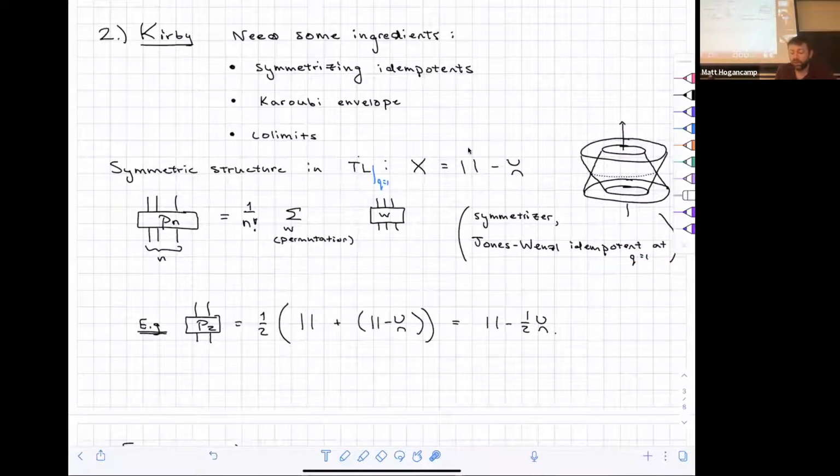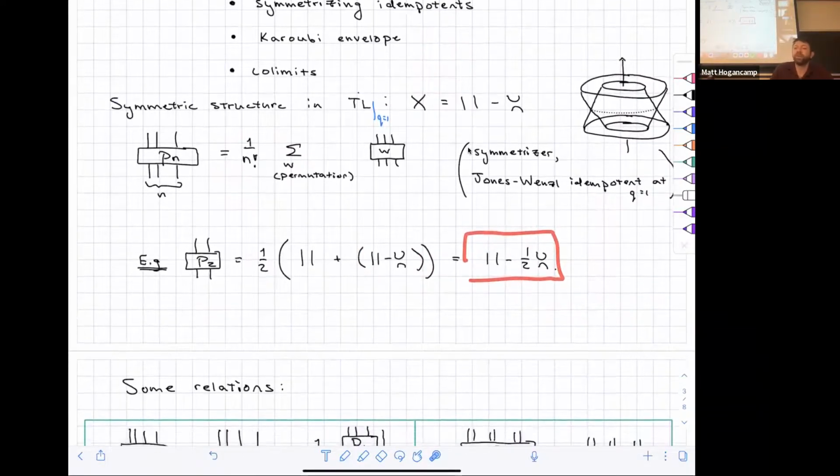Here's our first example, the second Jones-Wenzel idempotent. We have the identity, and we have the interesting transposition. Their sum over 2 is this guy. So that's a recognizable formula for the second Jones-Wenzel idempotent at Q equals 1.